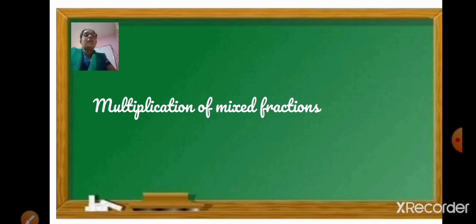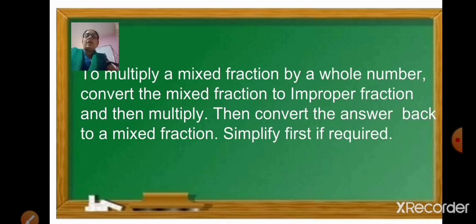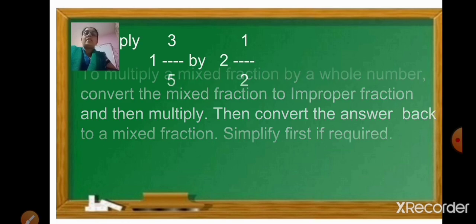Now before we start with our exercise, just remember that to multiply a mixed fraction by a whole number, convert the mixed fraction to improper fraction and then multiply. Then convert the answer back to a mixed fraction. Okay? And simplify first if required. Now before we start with our exercise sums, let us start with an example.